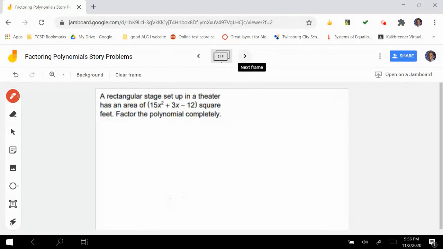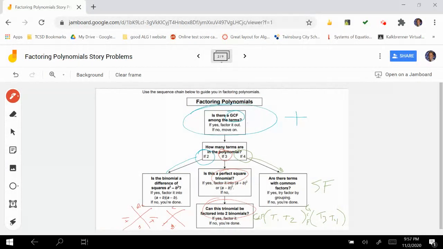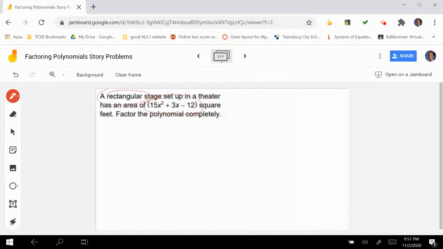So here's a word problem. A rectangular stage set up in a theater has an area of 15x squared plus 3x minus 12 square feet. Factor the polynomial completely. All right. So the very first thing is it's a rectangle. So that's good. And then we have a trinomial. So if you go back here, is it a perfect square trinomial? Or let's factor out the GCF first.